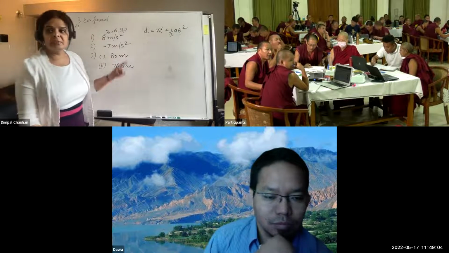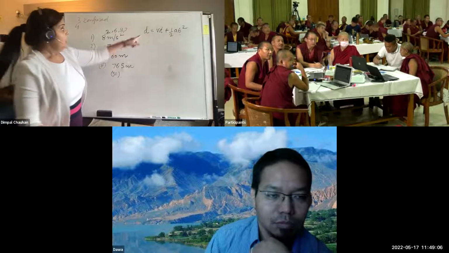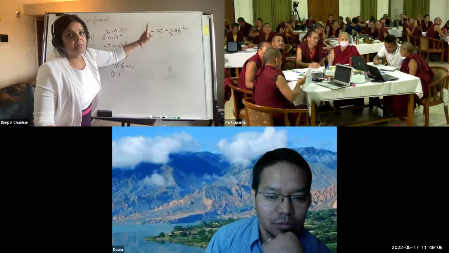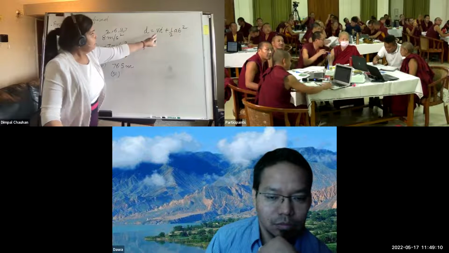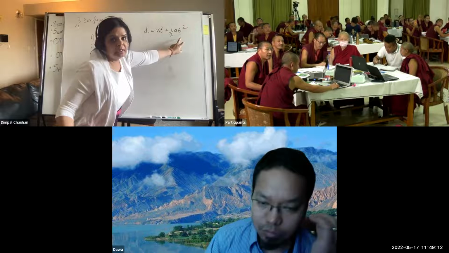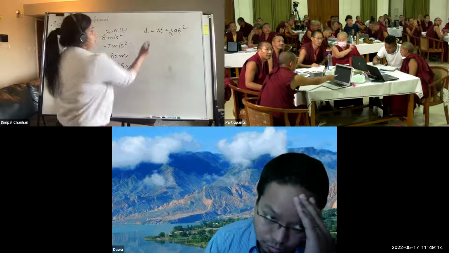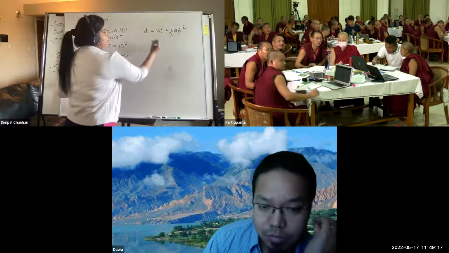So let's do the first part of the third problem. Distance I have to calculate. I'm using equations of motion. VIT plus half AT square, I can use this. What was the VI for the first problem?